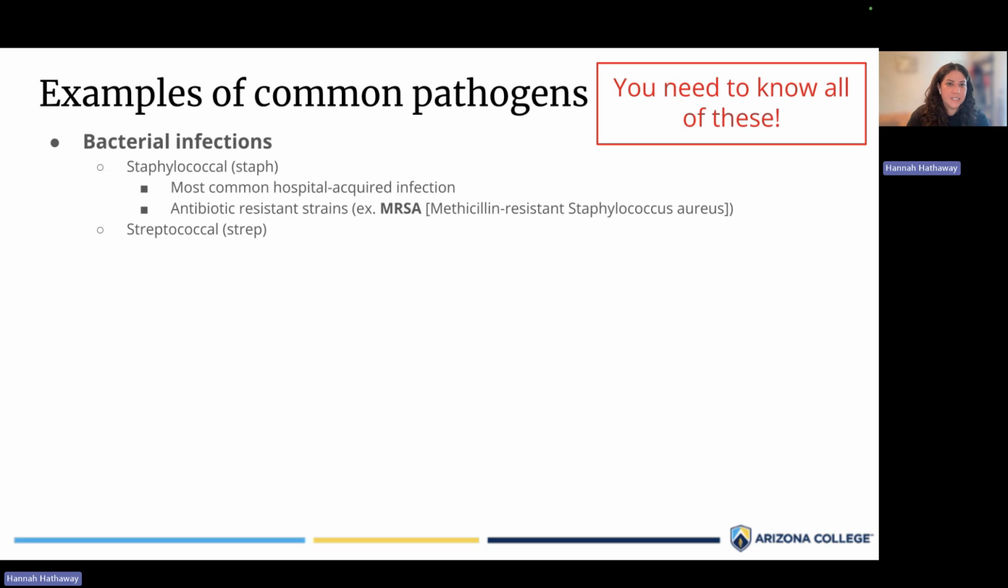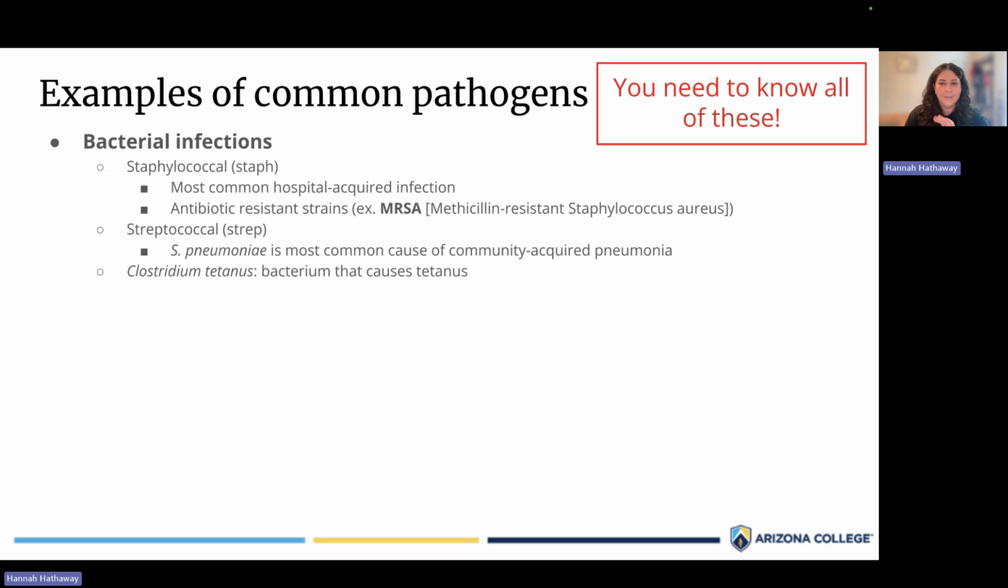Another category of bacterial infections are streptococcal infections caused by streptococcal bacteria, such as strep. An example of a streptococcal bacteria you need to know is Streptococcus pneumoniae, or S. pneumoniae. That is the most common cause of community-acquired pneumonia, meaning pneumonia that someone catches outside of the hospital, so in the community. That's also sometimes called walking pneumonia.